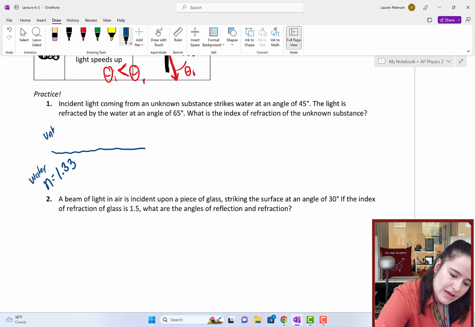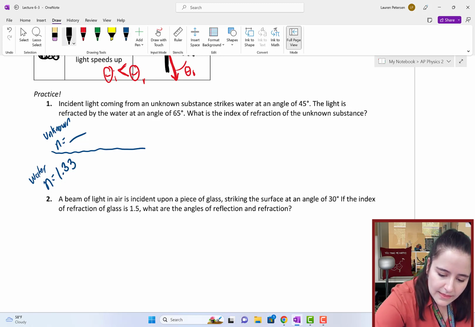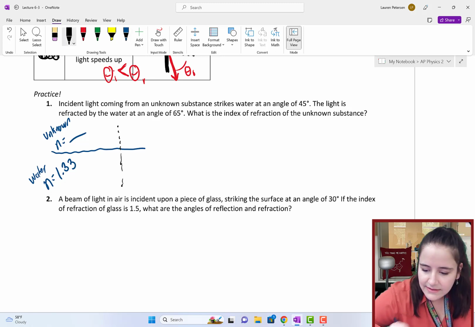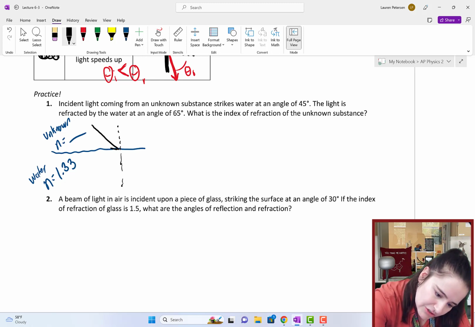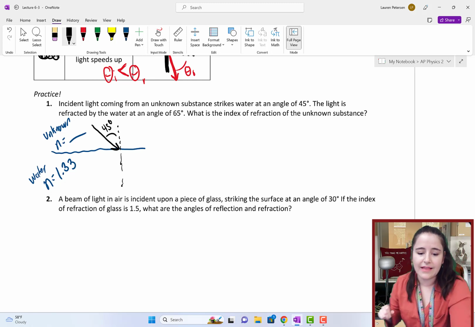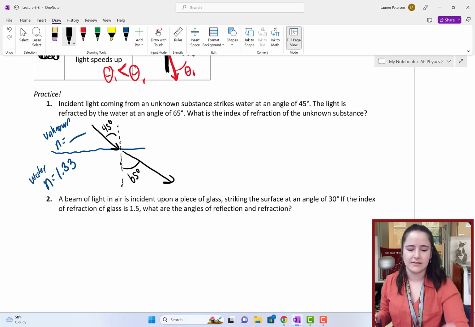So unknown N equals what we're looking for. And then it is telling us that the light strikes the water at an angle of 45 degrees. Okay, so I'll try to draw it a bit to scale. We have that 45 degrees. The light is then refracted by the water at an angle of 65 degrees. So this angle is 65 degrees.